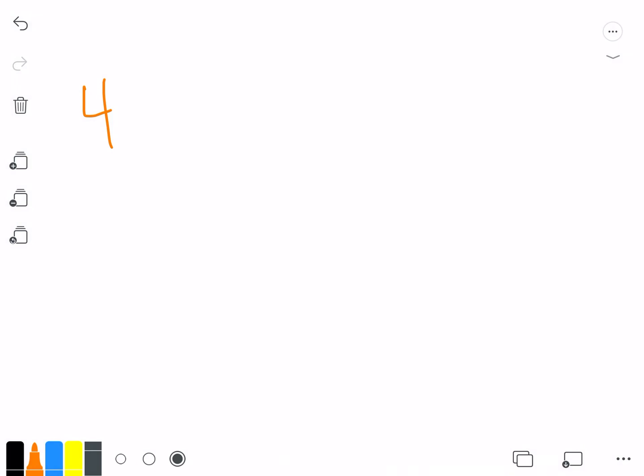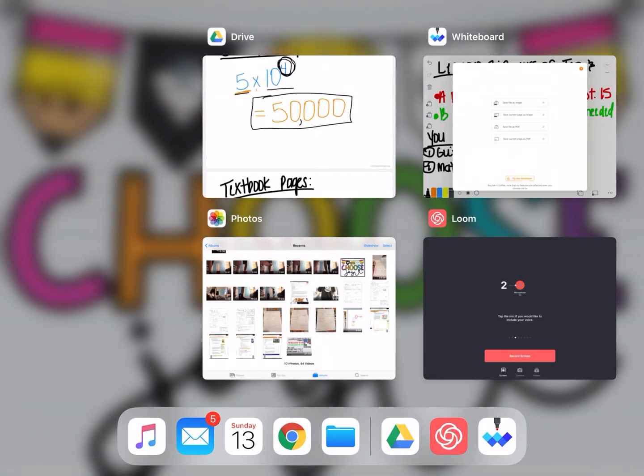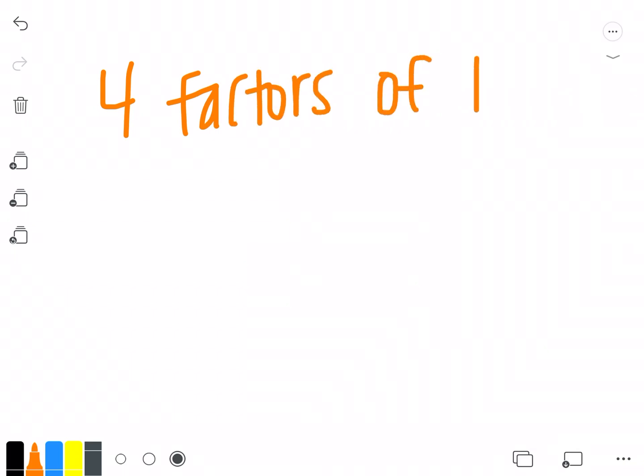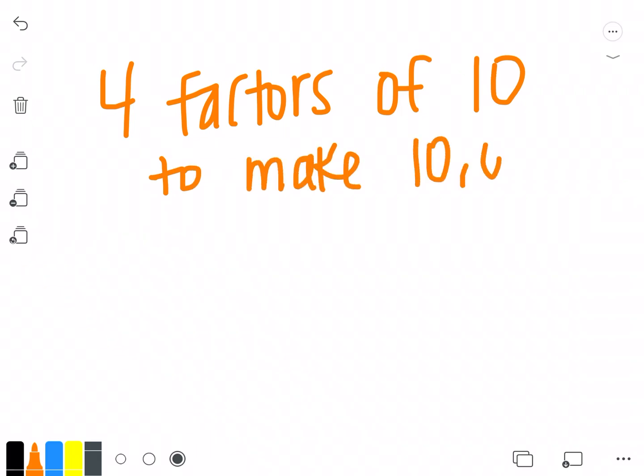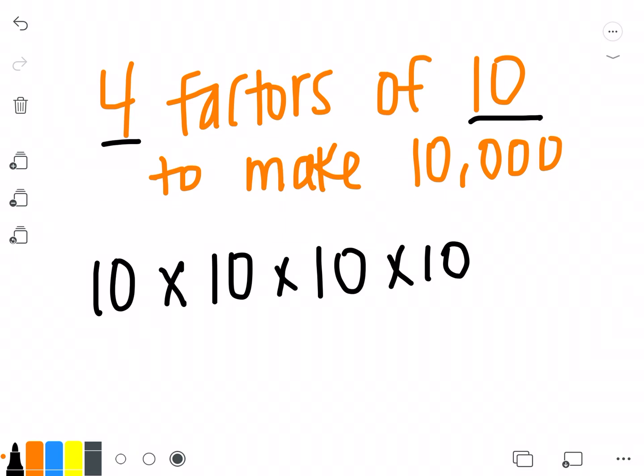Oh no, everything went away. That's okay. 4 factors of 10 to make 10,000. So what this is telling you is you should have 4 tens in your multiplication problem. 1, 2, 3, 4. And that should equal 10,000.